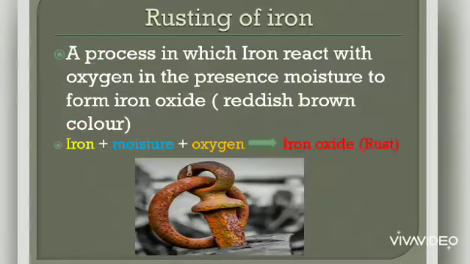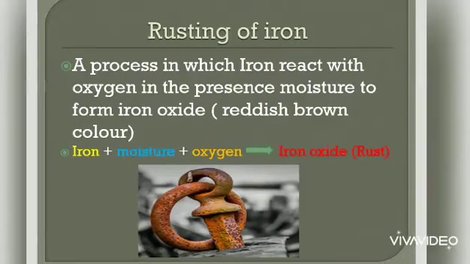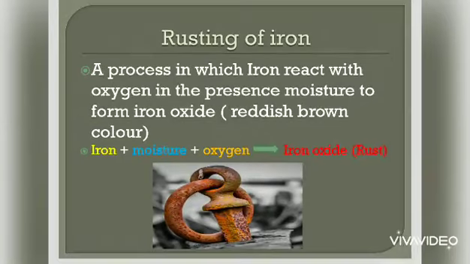Another good example of the reaction of metals with oxygen is the rusting of iron. Rusting is a process wherein iron metal reacts with oxygen and the moisture present in the atmosphere to form iron oxide. The color of the iron oxide is reddish brown. You can see in the nail that the nail is rusted and has a reddish brown color.